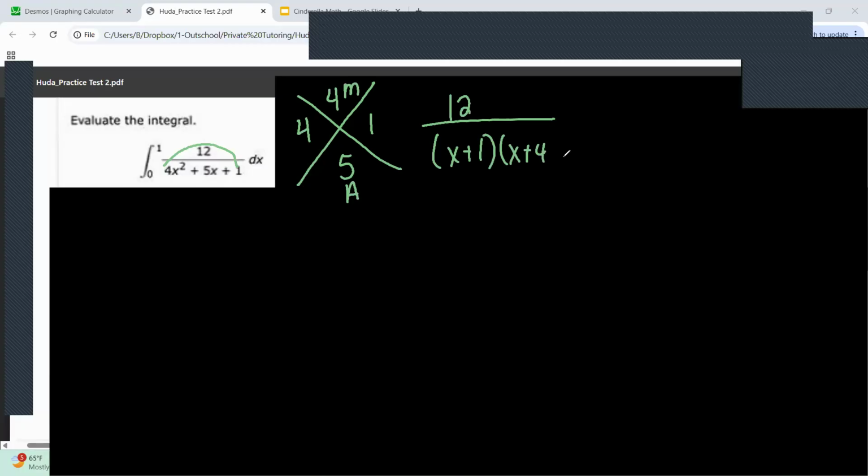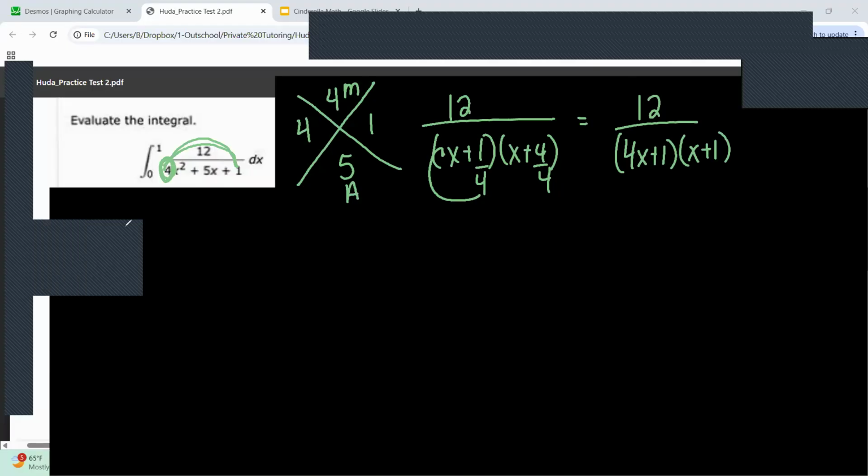Okay, but when this first number, this A coefficient, is not a 1, when we multiply, that's really cheating. So we need to divide that coefficient. So that'll give us 12 over, this will scooch up to be 4x plus 1, and 4 divided by 4 will just be x plus 1. Okay, if you factor differently, that's fine. You should still come up with this as your factoring answer. And now let's decompose that.